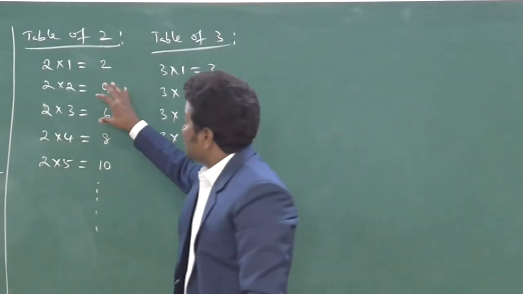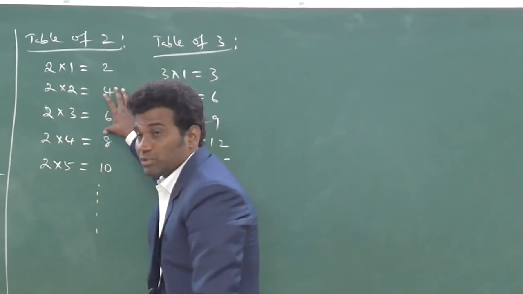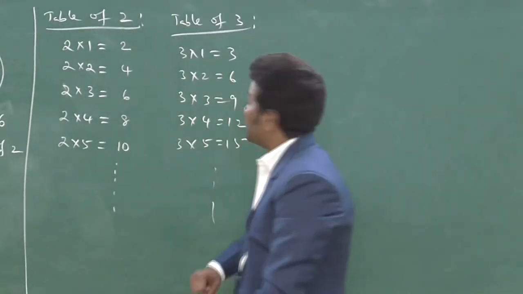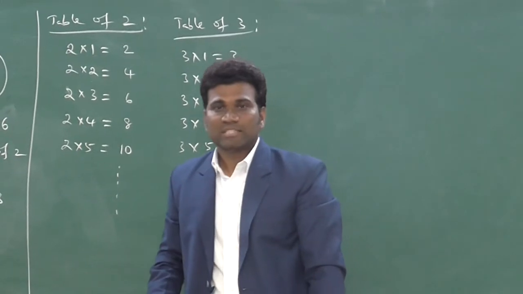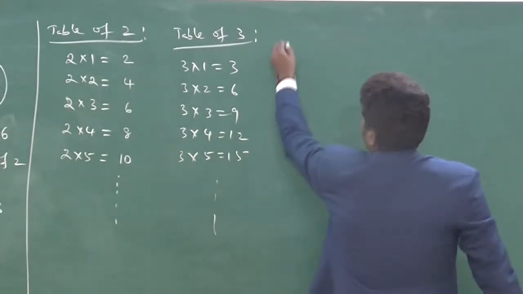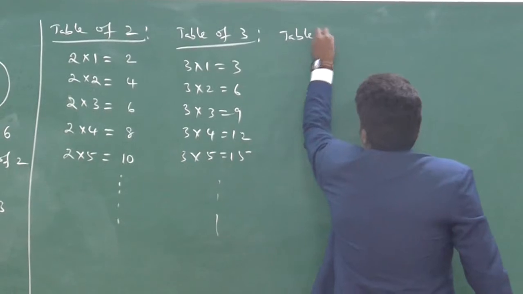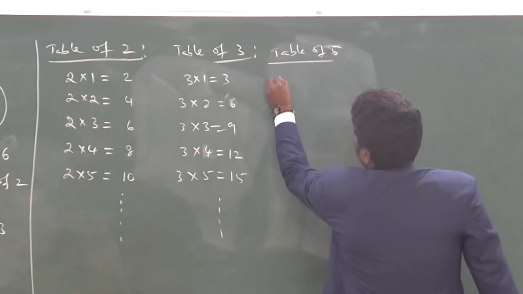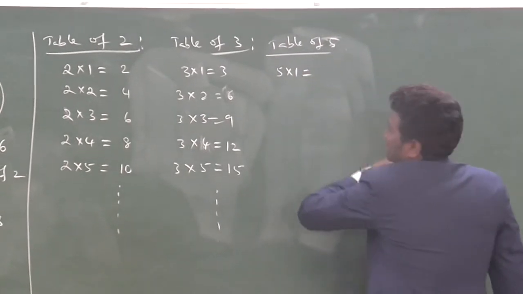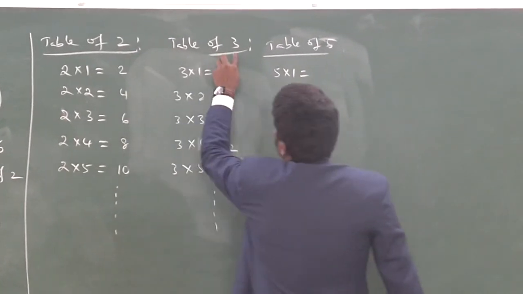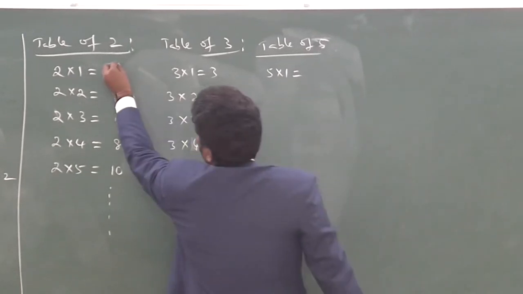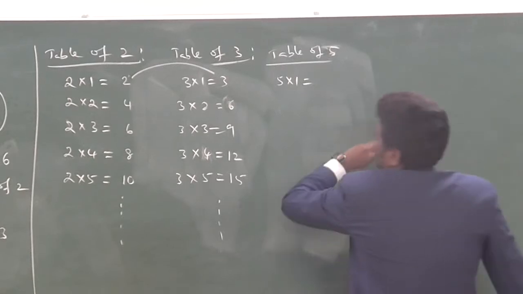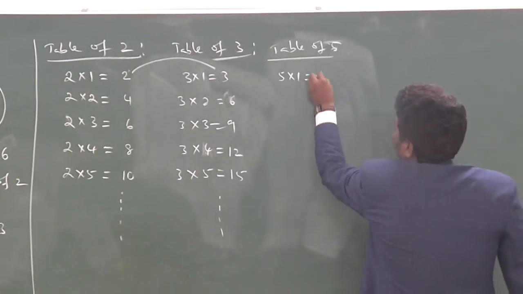So by using the table of 2 and table of 3, can we make the table of 5? Yes, of course we can. Now the table of 5. 1 times 5 is equal to 2 plus 3, which becomes 5, right? So add 1 times 2 and 1 times 3, together 5.